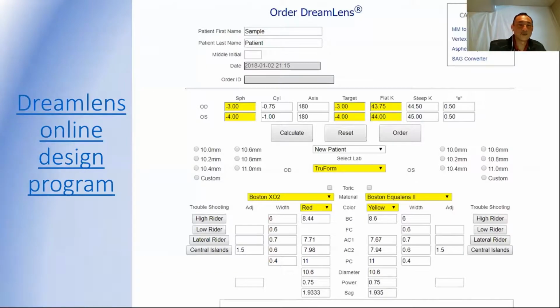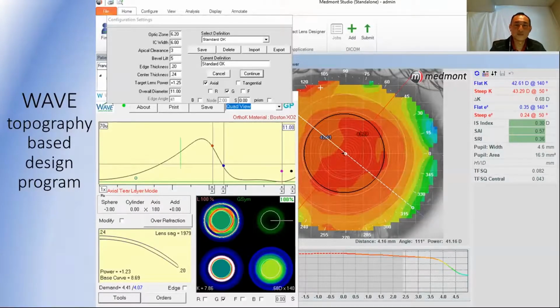Here's an example of the Dream Lens online design program. You just plug in the refraction and their Ks, and it will calculate it for you. And here's the Wave design. It's based on their corneal topography and the refraction, and it's a lot more sophisticated in how you design the lens. That's a whole another lecture talking about how to design their lenses.